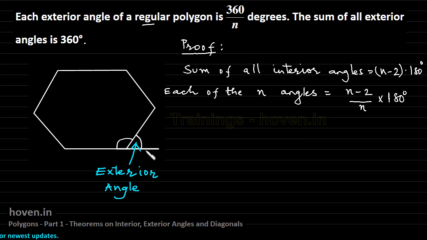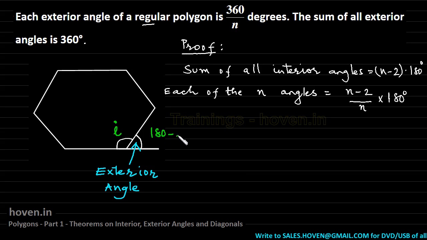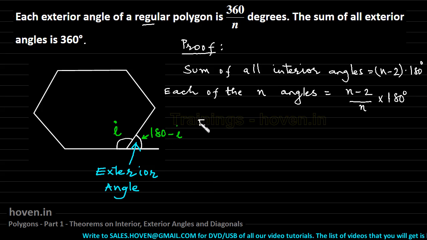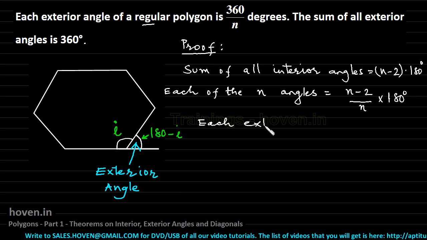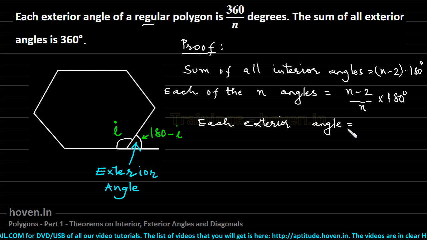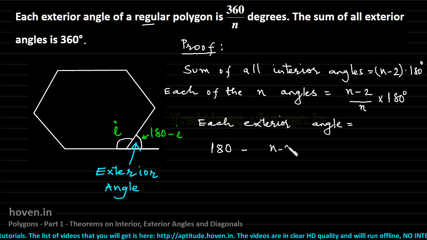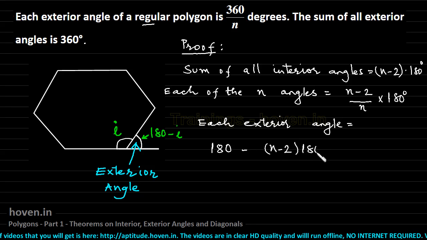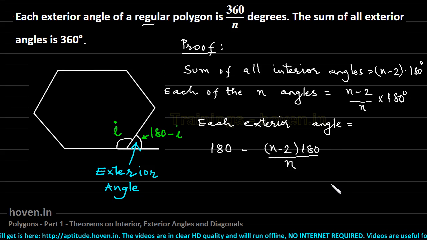And each exterior angle will be 180 minus interior angle. We can write it here. If this angle is I, then this angle will be 180 minus I. So we can write each exterior angle is equal to 180 minus n minus 2 into 180 by n.